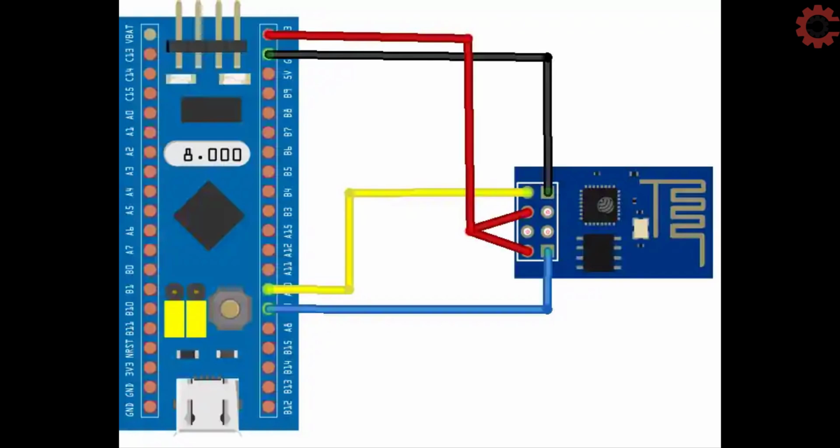Regarding the connection, just connect the RX of ESP to the TX of the MCU, and vice versa. Also connect the CHPD pin to the VCC, as shown in the picture.